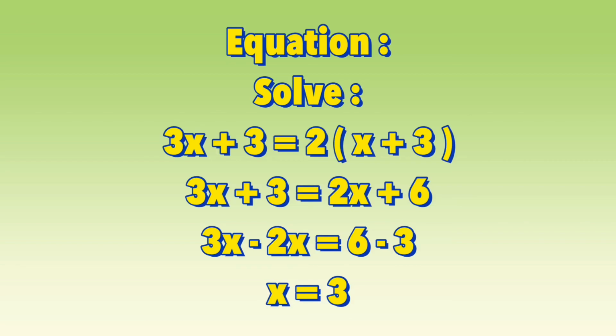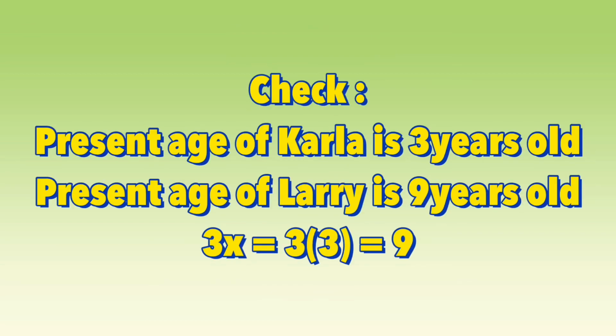If we're going to check, the present age of Carla is 3 years old, and the present age of Larry is 9 years old. It came from 3x, so the value of x is 3. 3 times 3 equals 9.